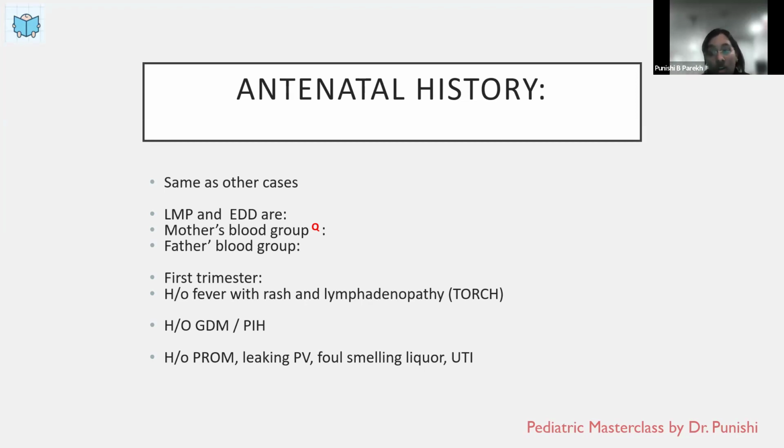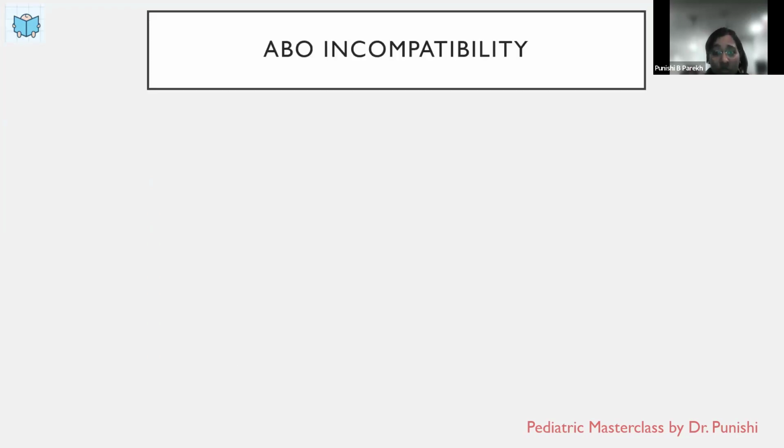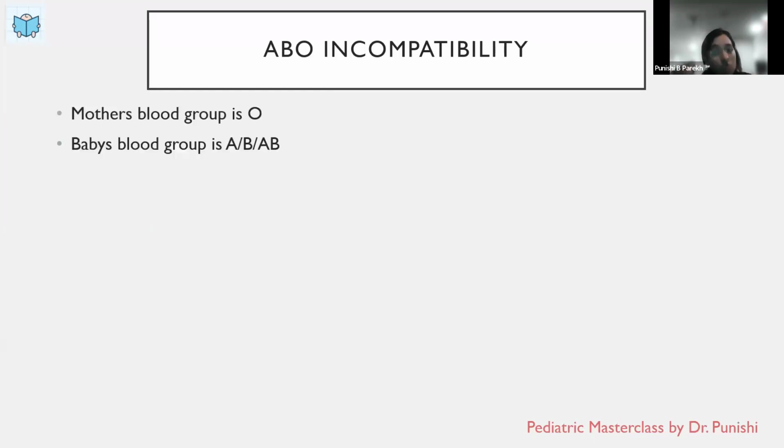Now, let's look at what is ABO and what is RH incompatibility. So when I say ABO incompatibility, it is only possible when the mother's blood group is O and the baby's blood group is either A, B, or AB. It is only in this scenario that you can have the possibility of ABO incompatibility. To give you an example, let's say the mother's blood group is B, you will never have ABO incompatibility. So mother has to be O and the baby has to be either A, B, or AB.